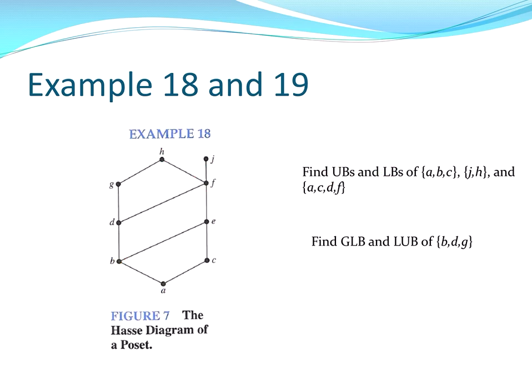Let's look at the next one, J and H. We'll look for upper bounds and lower bounds. There's J and there's H. The lower bounds are F, D, E, B, C, and A, but there are no upper bounds. There's no element in the set that is greater than or equal to every other element in our subset there. There's no upper bound on this subset.